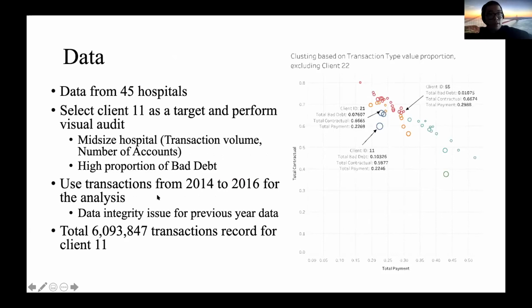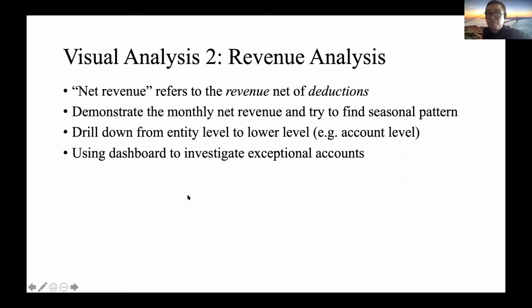We used the transactions recorded from 2014 to 2016. We used the account ID as our primary key. And in total, we have over 6 million transactions recorded for client 11. So let me introduce how we apply our model to the hospital audit. First, we start with the EDA goal. We have no idea about the data, so we just want to explore the data.